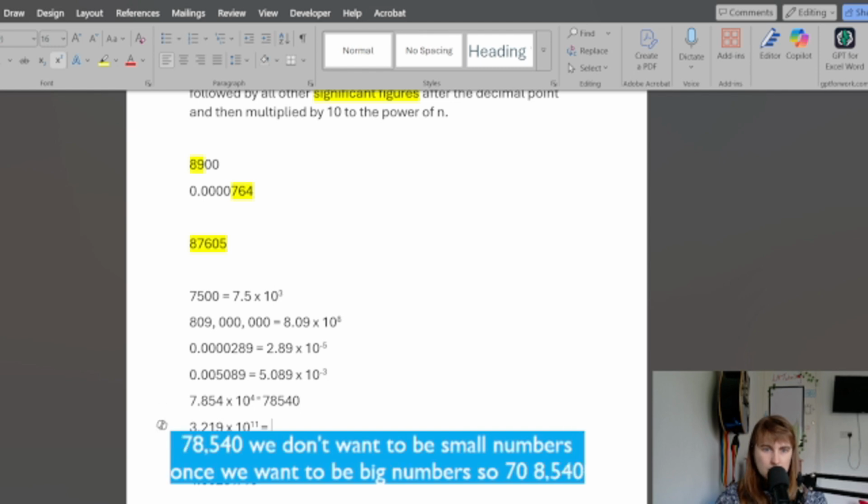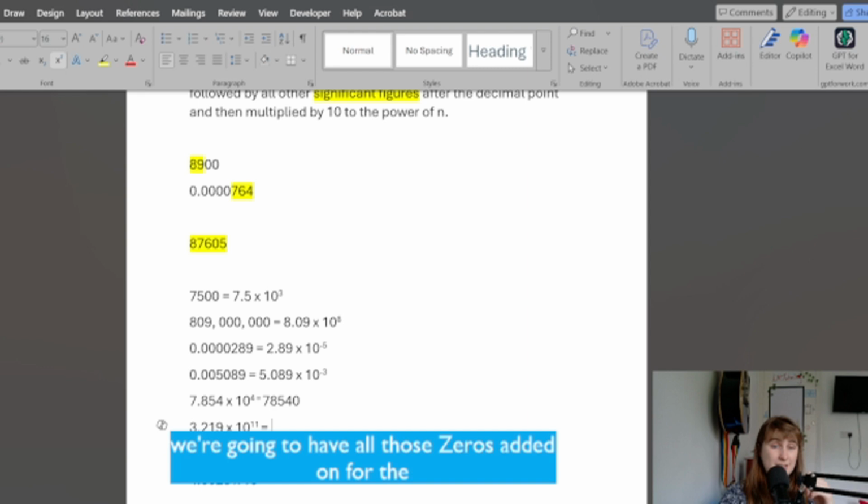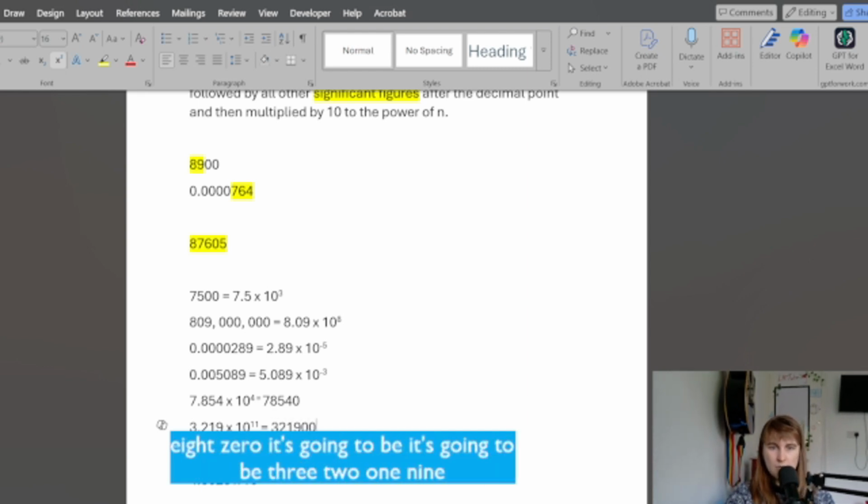This one, again, I'm going to move it 3 times to get to that whole number, and then we're going to have all those zeros added on for the remainder of that. So that's 8 zeros it's going to be. So it's going to be 3, 2, 1, 9, 1, 2, 3, 4, 5, 6, 7, 8.